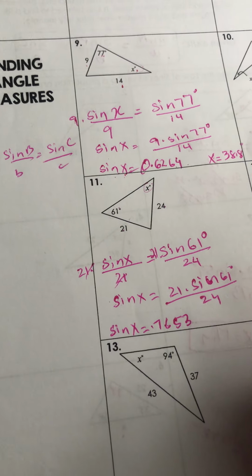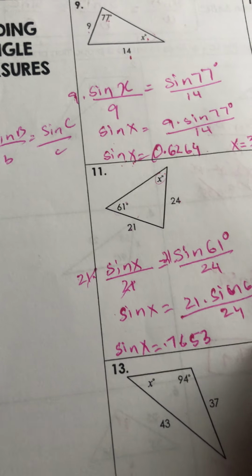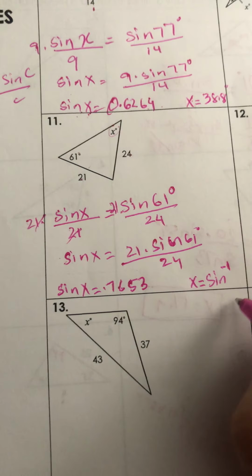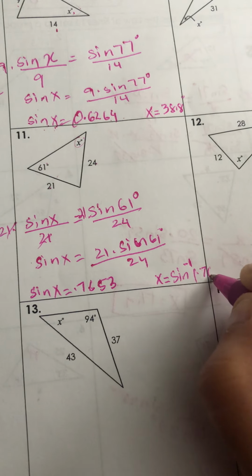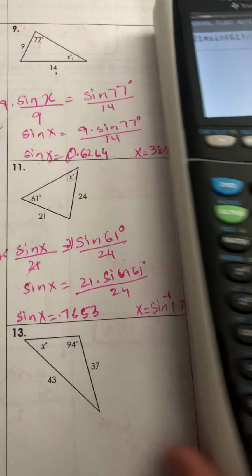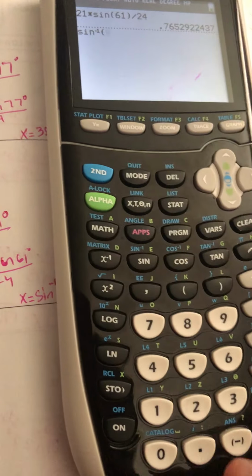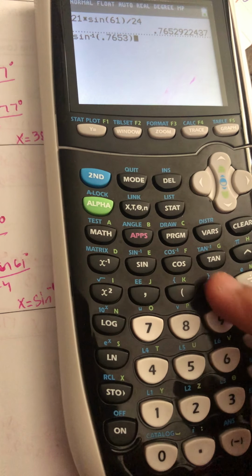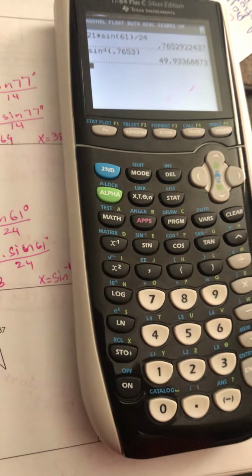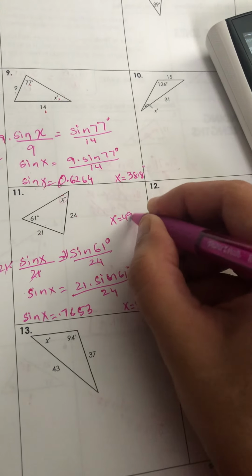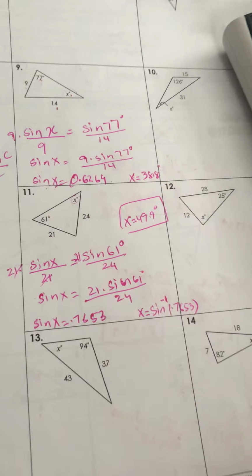Now I'm going to take the inverse. x equals sine inverse of 0.7653. Plug it into your calculator. Second function, sine inverse of 0.7653, parentheses close. I get an angle 49.9 degrees. So x is equal to 49.9 degrees.